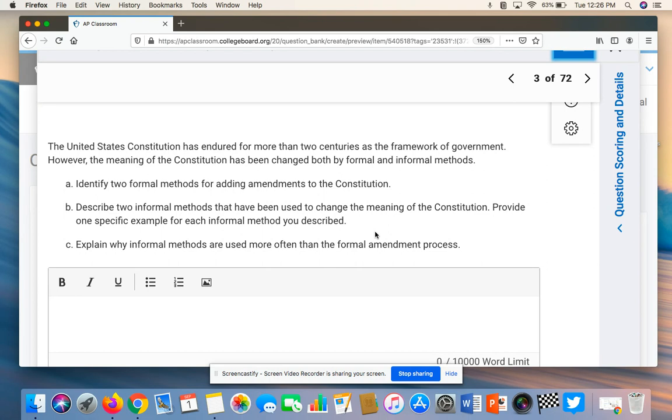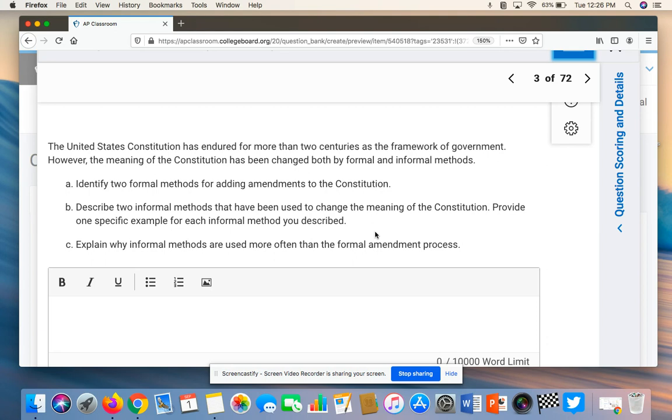The United States Constitution has endured for more than 2 centuries as the framework of government. However, the meaning of the Constitution has been changed by both formal and informal methods. So here it's just talking about how the Constitution has been interpreted differently over time.